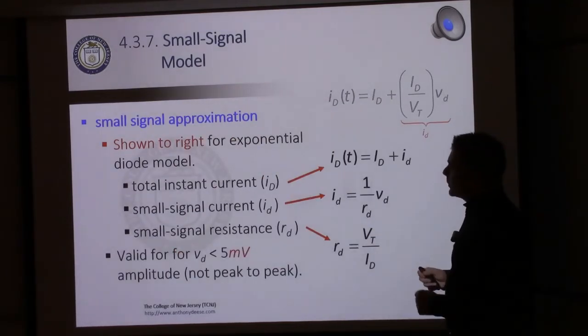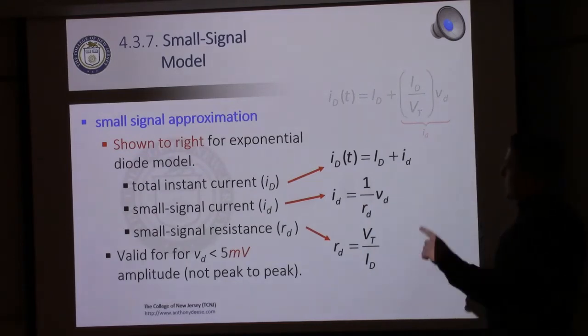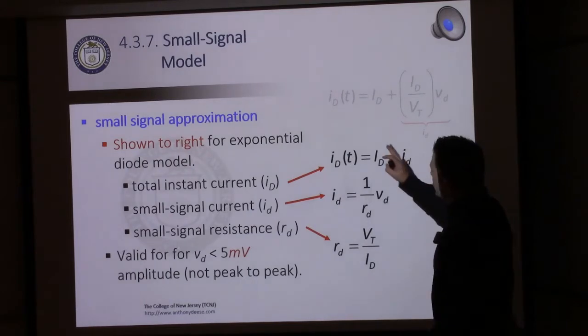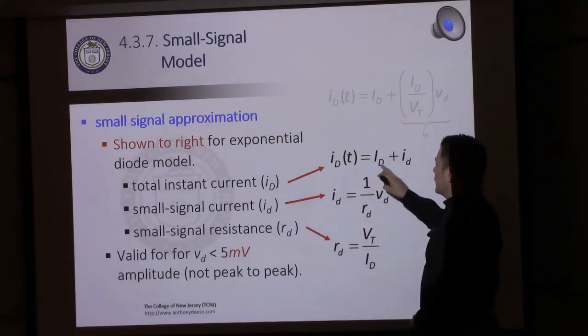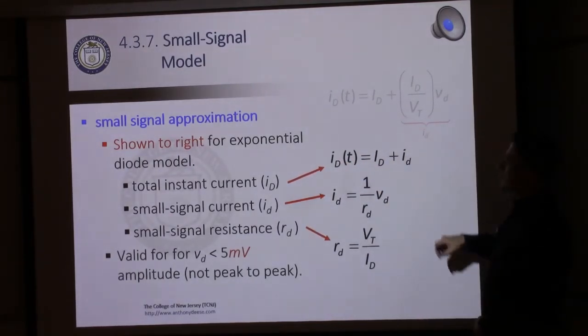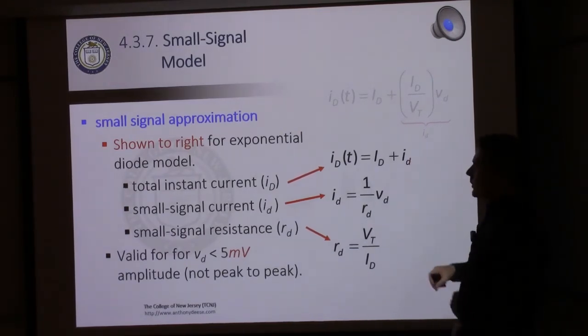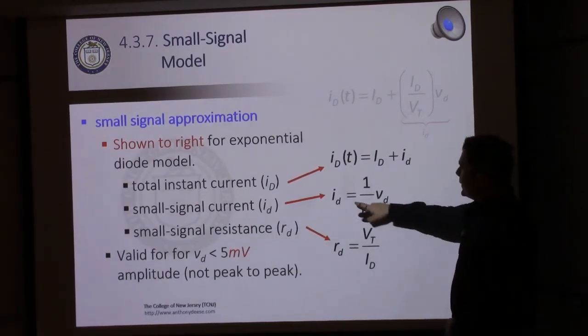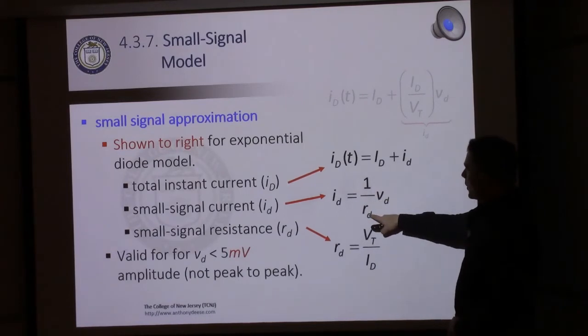So now, the small signal approximation. It's shown to the right. What we see is that the total instantaneous current is equal to the static value of the current plus the time varying component. We're also going to call this the small signal component. Now, the small signal component of ID is equal to 1 over RD times VD.